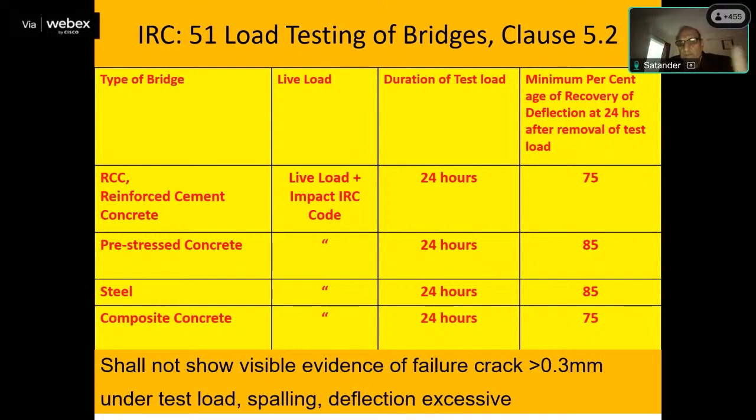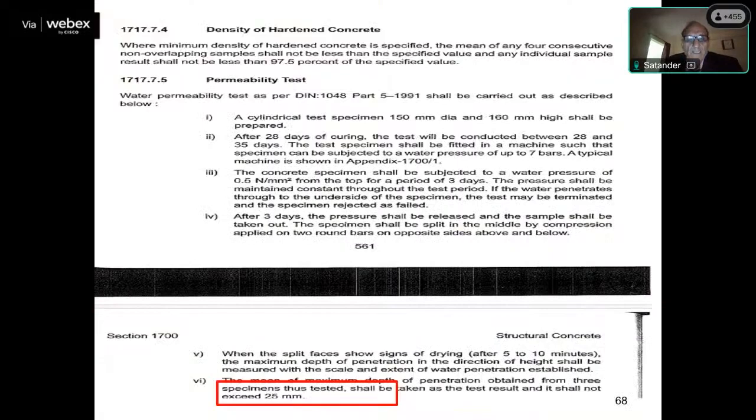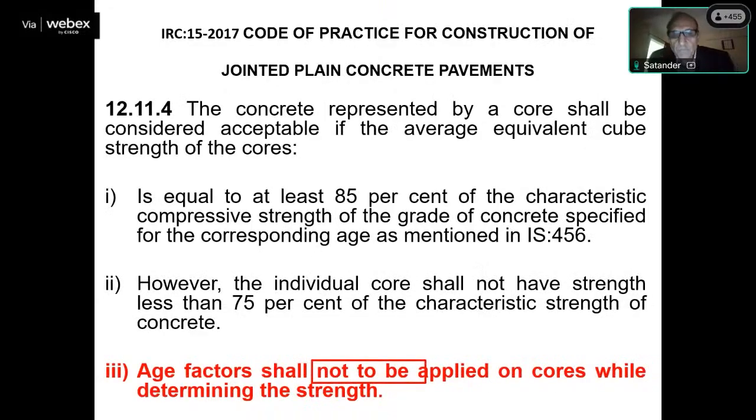This is IRC SP 51. Any crack in the structure should not be more than 0.3 under loaded condition. And for pre-stress, recovery should be 85% when you apply the dead load plus 25% of the live load on the structure. Correct, sir? Permeability, you can see here 25 mm. MORTH 1700, maximum water permeability 25%. So please follow this also for quality control.